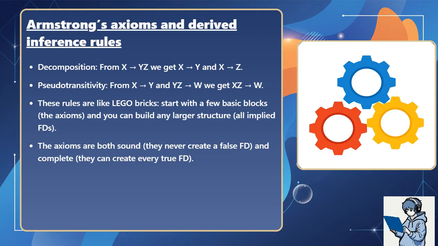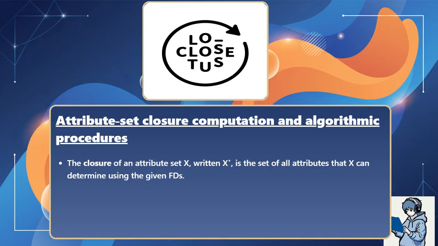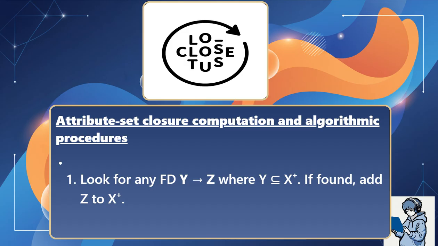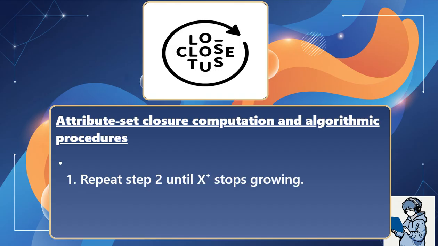The axioms are both sound, they never create a false functional dependency, and complete, they can create every true functional dependency. The closure of an attribute set X, written X plus, is the set of all attributes that X can determine using the given functional dependencies. To compute X plus, we repeatedly apply Armstrong's rules until nothing new appears. Step 1. Start with X plus equals X. Step 2. Look for any functional dependency Y determines Z, where Y is a subset of X plus. If found, add Z to X plus. Step 3. Repeat step 2 until X plus stops growing.